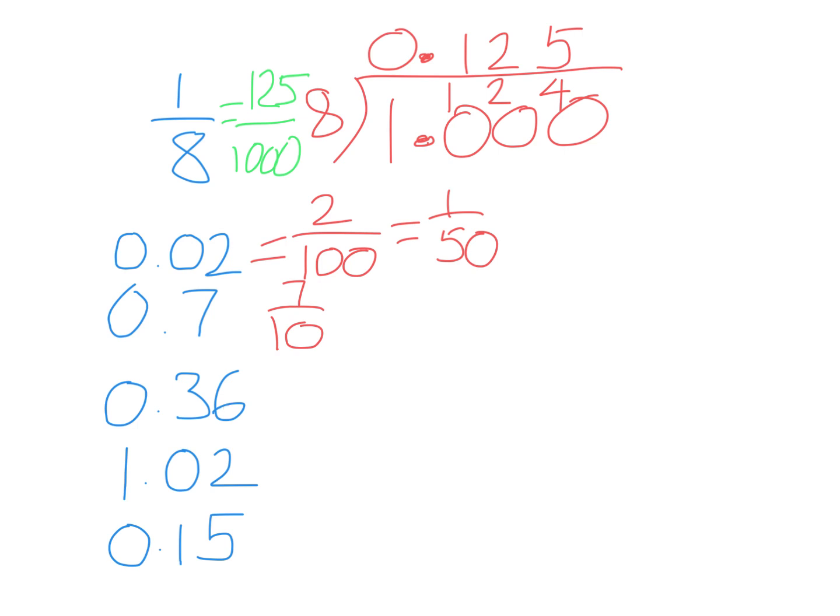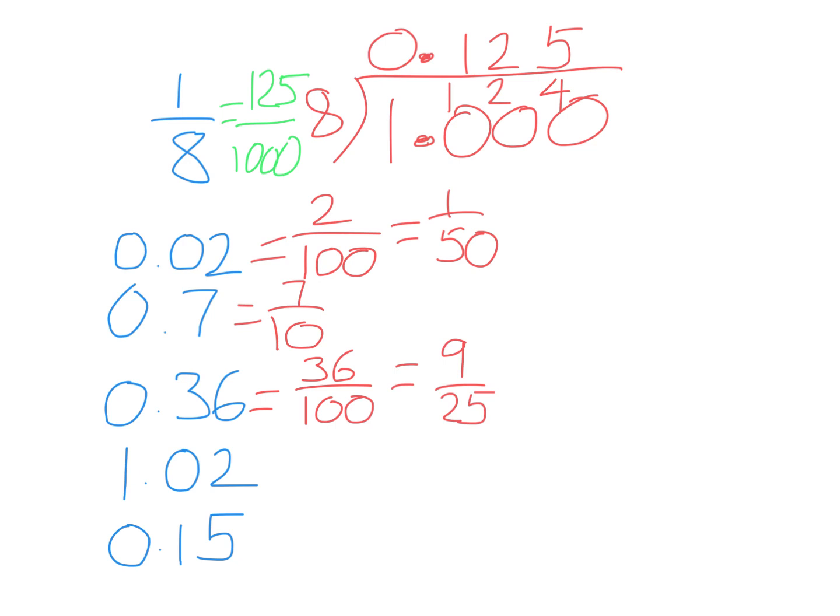What about 0.36? Well, we write the number on top without a decimal point. On the bottom, we put 100 because it's tenths, hundredths. The lowest place value is in the hundredths. So 36 over 100 can be simplified. 36 is divisible by 4. 36 divided by 4 is 9. 100 divided by 4 is 25.